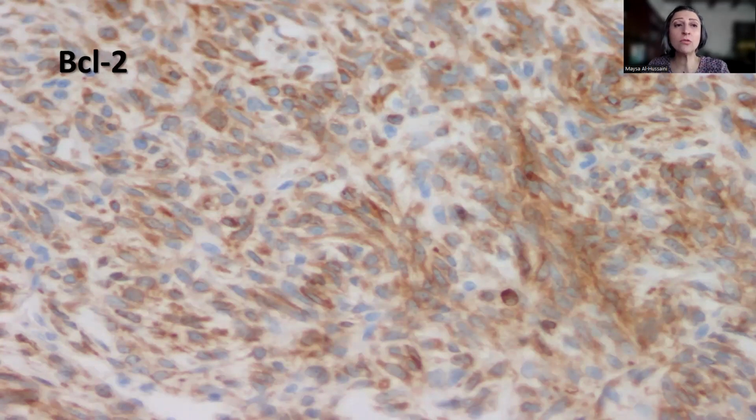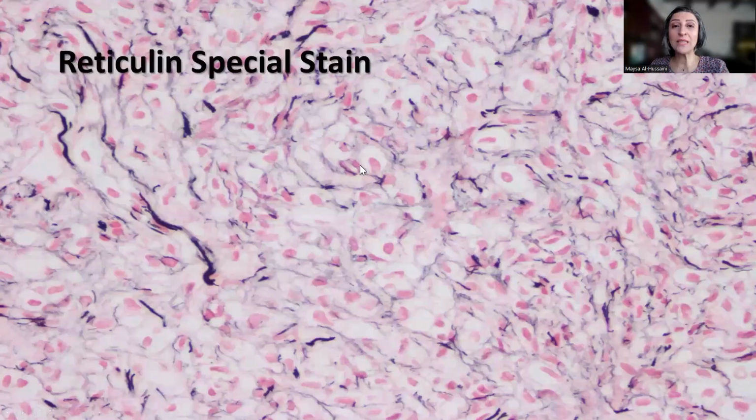Now, remember that the BCL2 stain is cytoplasmic, while, for example, the BCL6 stain is a nuclear stain. So for BCL2, I should be looking for cytoplasmic staining. Now, also, the reticulin special stain used to be performed previously, and what we would be looking for is the presence of small groups of cells or individual tumor cells invested within the reticulin fibers.